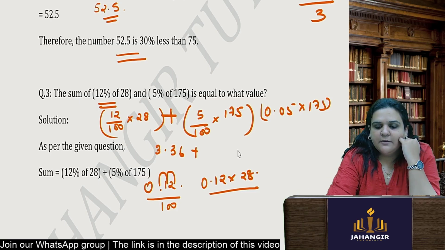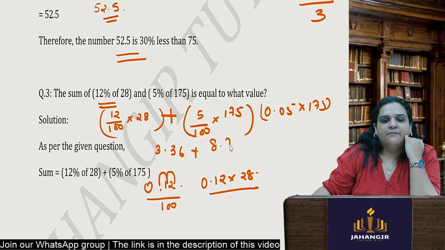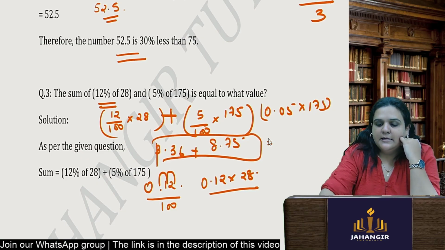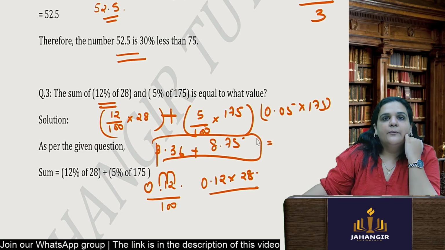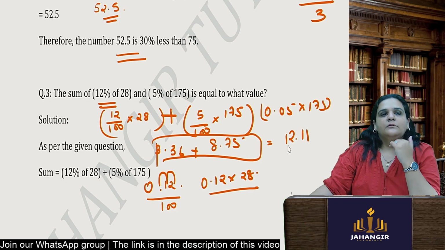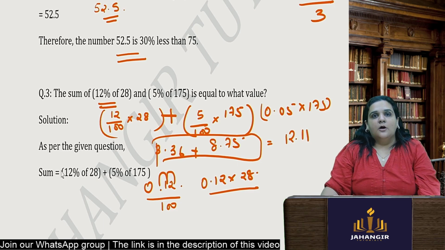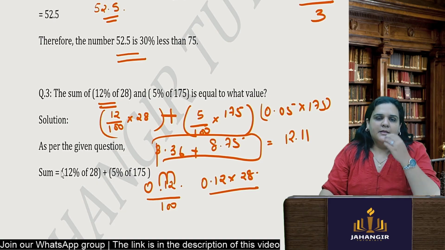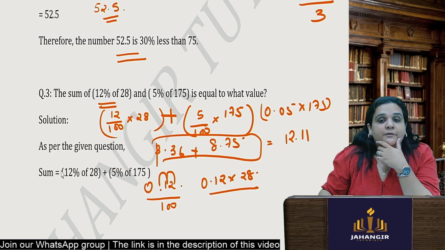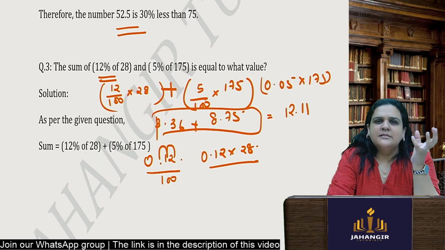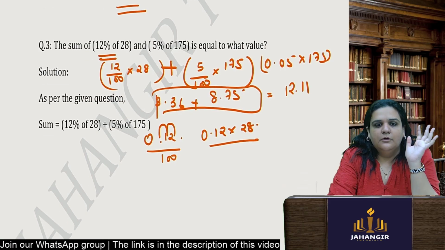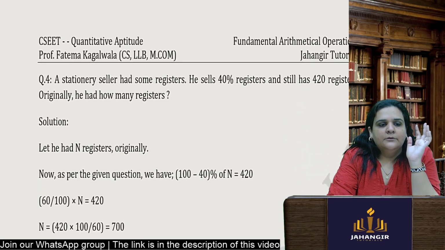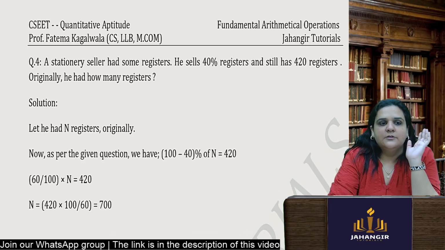If I am saying 175 into 5%, I am going to get 8.75. So they are asking me to add both, 3.36 plus 8.75, which is 12.11. But you will have to properly solve it. Okay, you can't use the calculator. They might not give you something like this because no calculator usage is allowed. But this is something very easy to multiply and solve. Get it to the simplest form and then solve it.